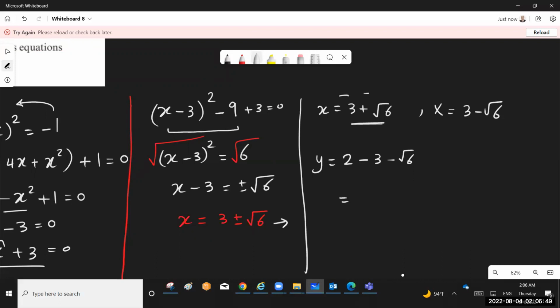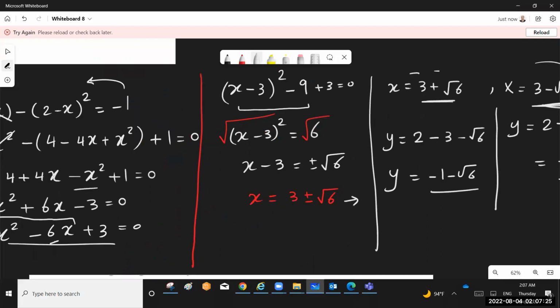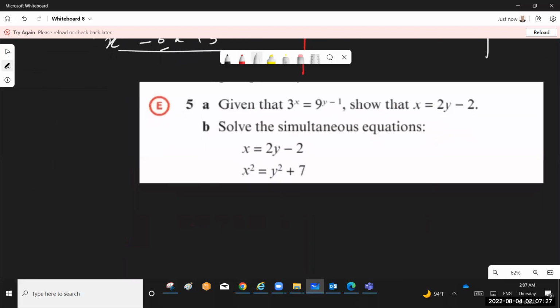So 2 minus 3 is negative 1. So negative 1 minus radical 6. This is the first value of y. And the other value is 2 minus this. When you subtract this expression, you just write it minus 3 plus radical 6. So the answer is negative 1 plus root 6. So this is the answer, really. This is the x and the corresponding value of y, and this is the other x and the corresponding value of y. The answer here is real numbers, not irrational numbers, of course.